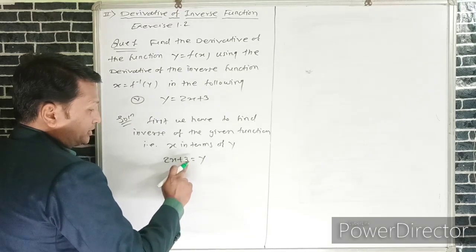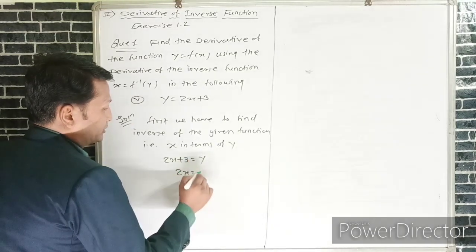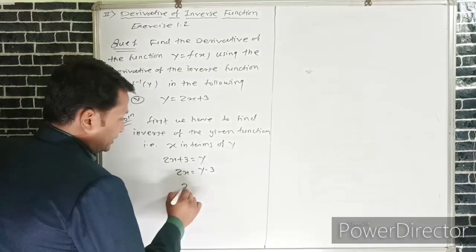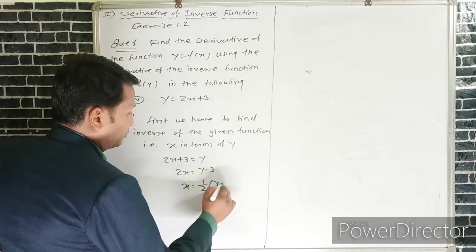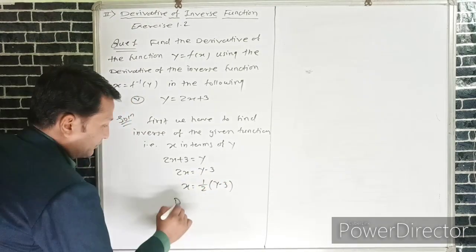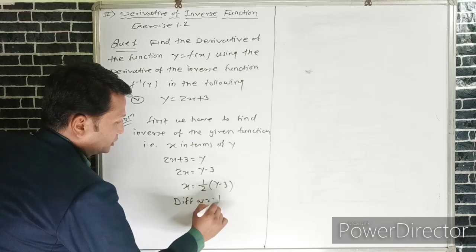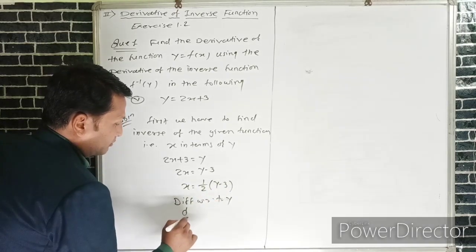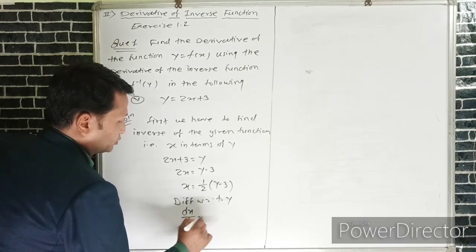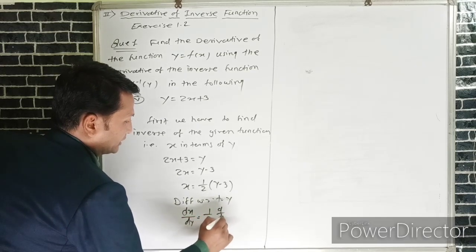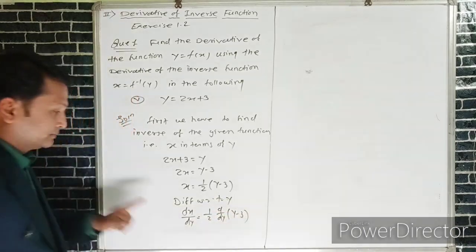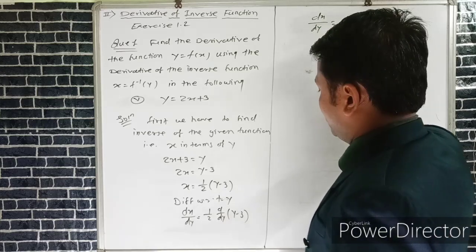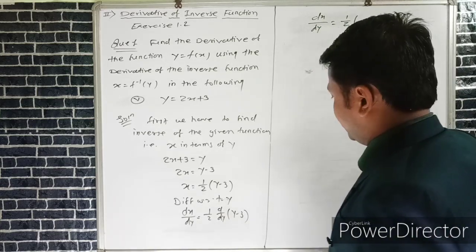If we shift this 3 to the right side, then we can write 2x is equal to y plus 3, converted into minus 3. Hence, x is equal to 1 by 2 into y minus 3. If we differentiate the given function with respect to y, then we can write dx upon dy is equal to 1 by 2, a constant, and the derivative of y minus 3. Hence, we can write dx upon dy is equal to 1 by 2, which is a constant.